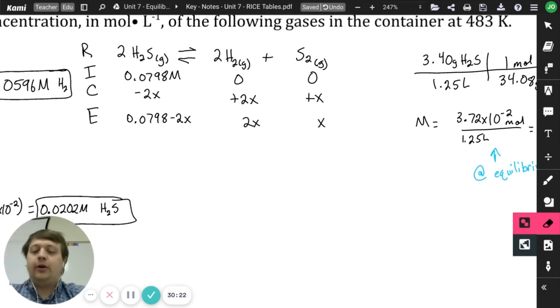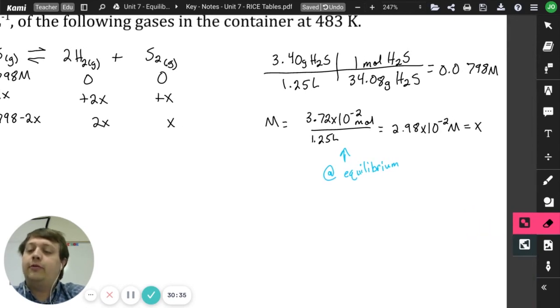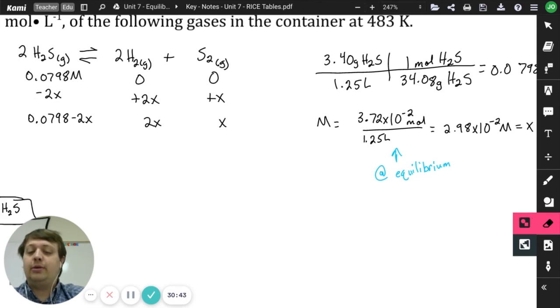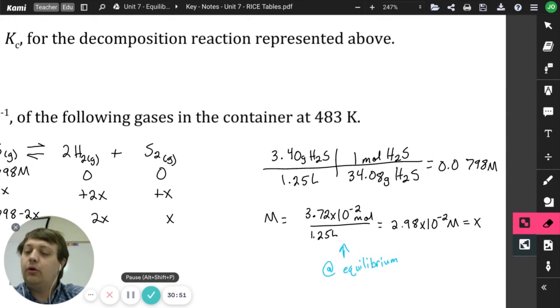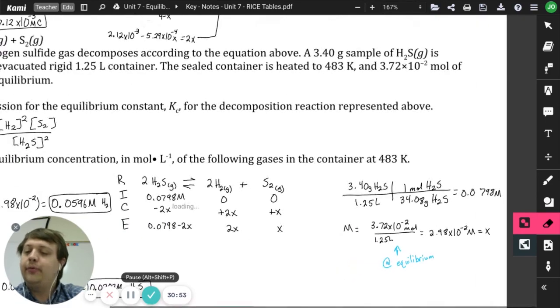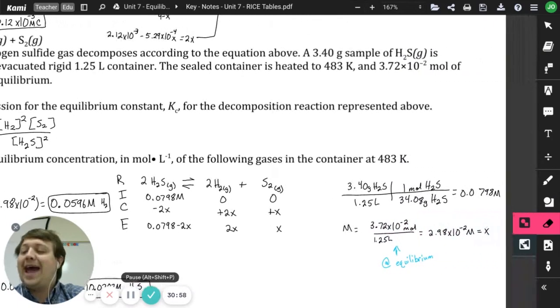So I filled in that initial, change, and equilibrium there. Now to solve for that initial concentration, I did have to convert the grams that they gave me for the H2S into moles, and then I also had to divide that by the volume, which was 1.25. And that's what gave me the concentration of the H2S. And then one thing that I recognize is that they told me in the problem that there was 3.72 times 10 to the negative 2 moles of S2 at equilibrium.